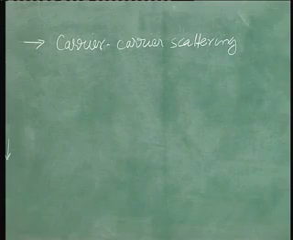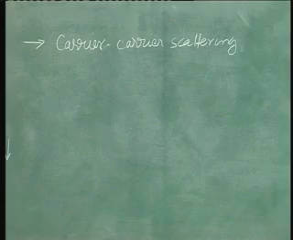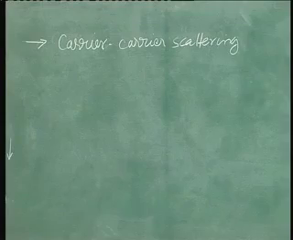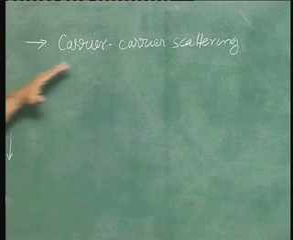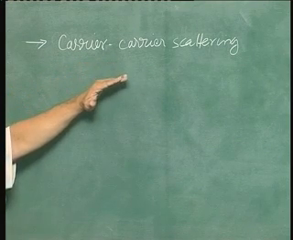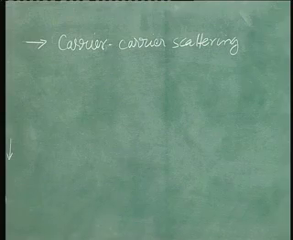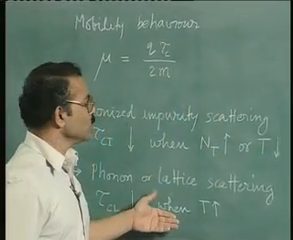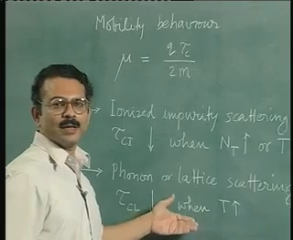Now taking ionized impurity scattering and lattice scattering as the dominant scattering mechanisms, we will ignore carrier-carrier scattering for the present in this course. Taking these two into account, we can write the overall mobility formula.